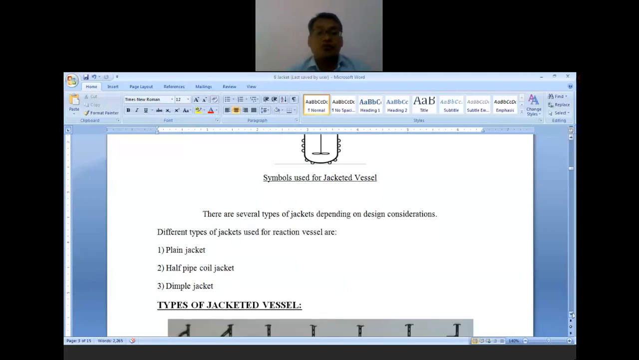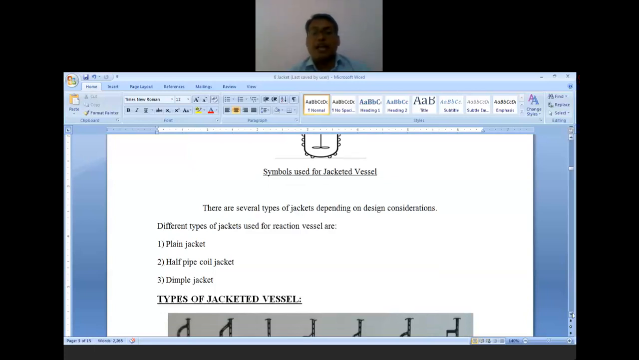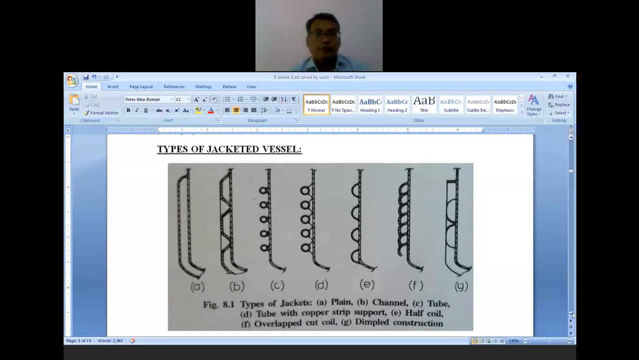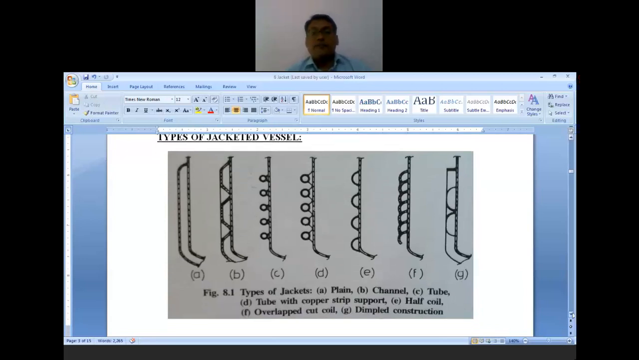So the different types of jackets used for reaction vessels are plain jackets, half pipe coil jackets, and the dimple jackets. Now these are the different figures. The first figure is related to the plain jacket. You can see the inside one is a vessel and outside is a jacket. So an annular space is formed, and in this annular space the heating or cooling fluid will be available.